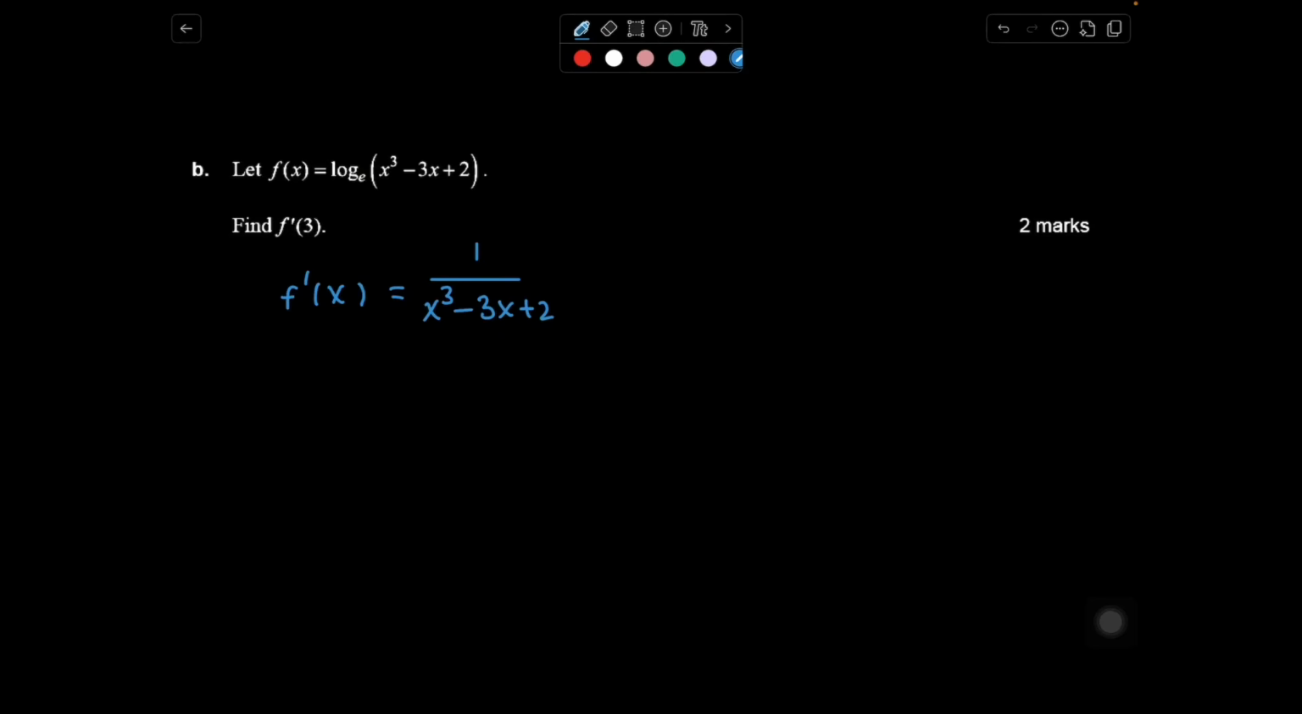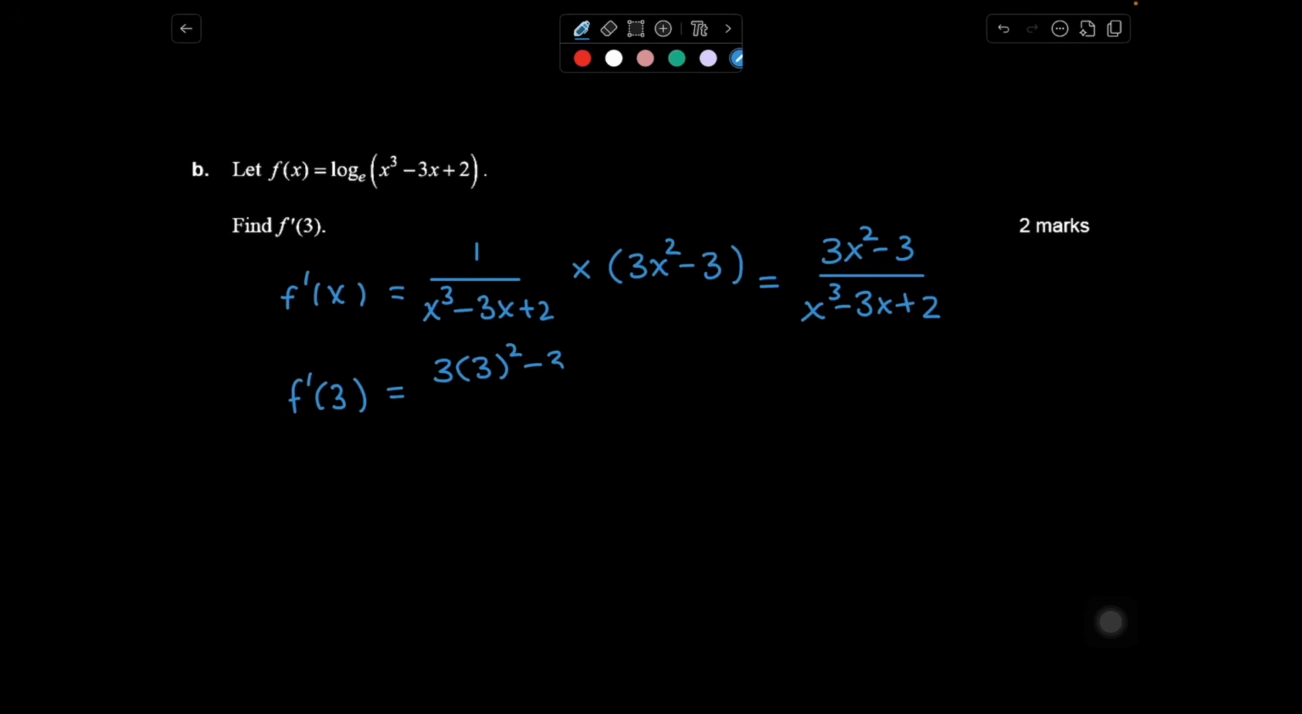And then to finish off the chain rule, you need to times by the derivative of the inside function. So in that case, it's this. And then finally, we can write our derivative as one fraction. So we get this. To finish off our answer, we need to substitute 3 into our derivative. So if I put in 3, this is what we get.